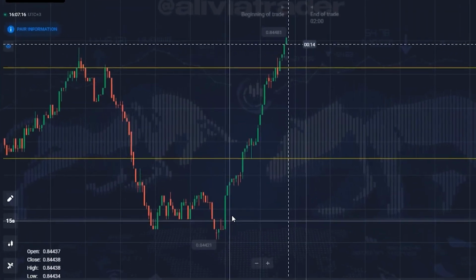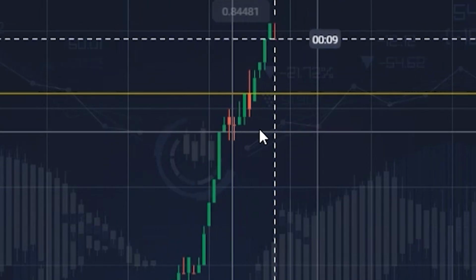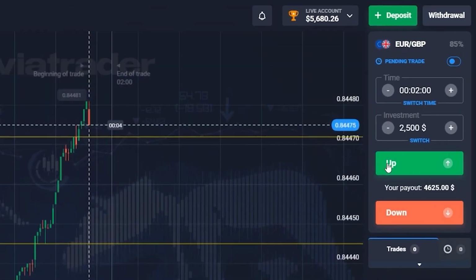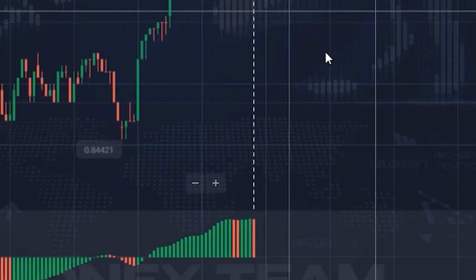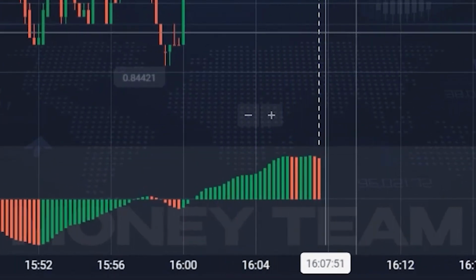So here you can see the price shows a good growth, and at the moment there is a breaking through of the resistance level. In this situation, I'm going to open the trade for 2 minutes to go up, since the price columns on the histogram are mostly green and long. I also understand that the price has the upside potential.